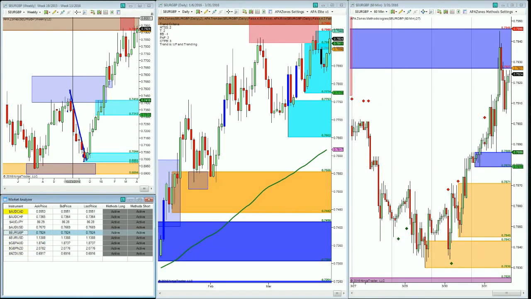Yeah, that would have been a good trade right there, that demand zone. It was a good time to get long. But now it's getting a little later in the move. So probably if you're not in it by now, you probably want to stay out and see what happens next. Over to the Euro pound.